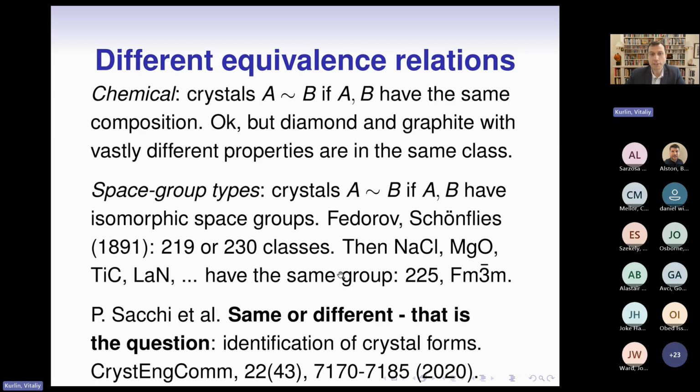Crystallographers traditionally classified crystals by a different equivalence, by symmetries, or more exactly space group types. At the end of the 19th century, it was a great achievement to list all these space groups in 3 dimensions, 230 classes if you distinguish mirror images. However, many chemically different crystals still are in the same class, have the same space group. That's why the question same or different still appears in titles of crystallographic papers.